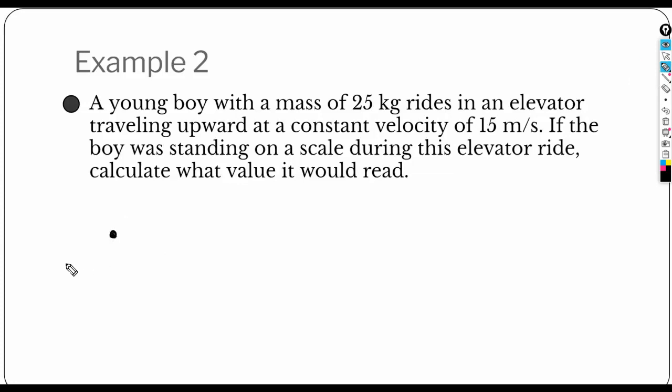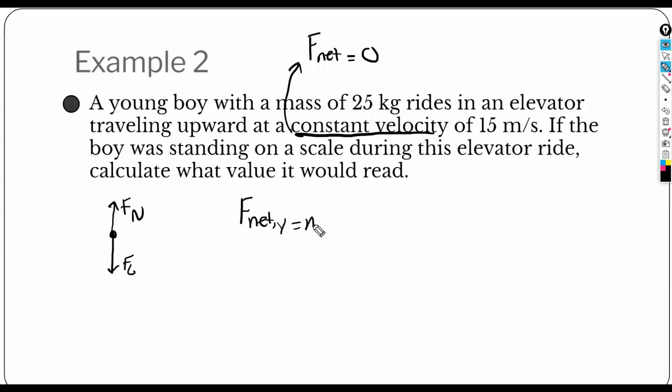So this is how you would do example 2. The free body diagram looks very similar to the free body diagram in the last problem. The difference is that he is moving at a constant velocity. And because of Newton's first law, the only way he can move at a constant velocity is if the net force on him is equal to 0. So when I write down Newton's second law, F net equals ma, and I'm only doing it in the y direction because there's only y forces, this is equal to 0.